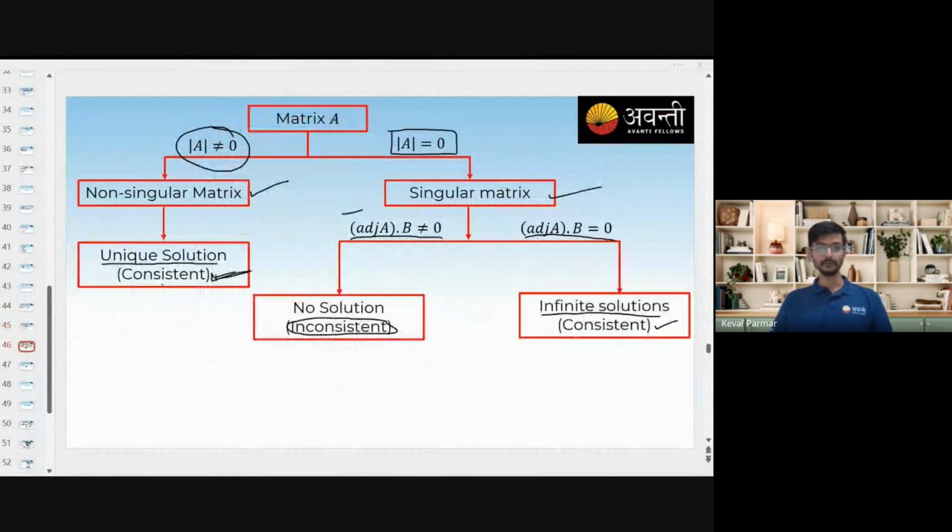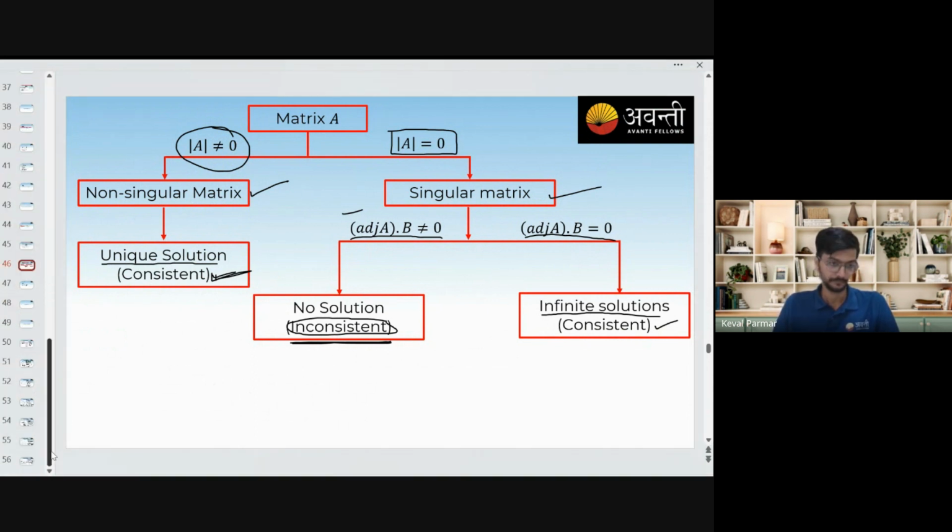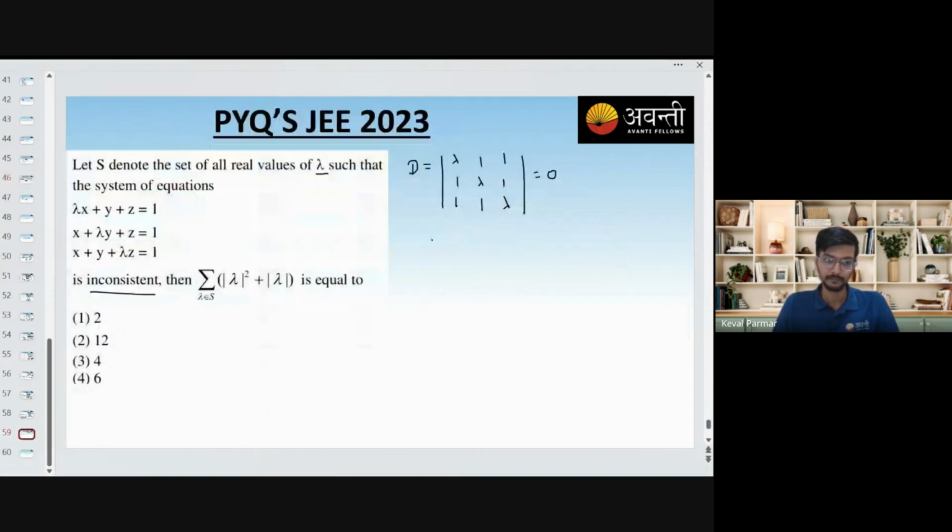So this is the meaning of inconsistent system. When adjoint of A into B is not equal to 0, that means determinant of A should be equal to 0. Right? So we'll do determinant of A equals to 0. That was if we want to go with the matrix method. So if we want to go with the determinant method, let's see the determinant method.